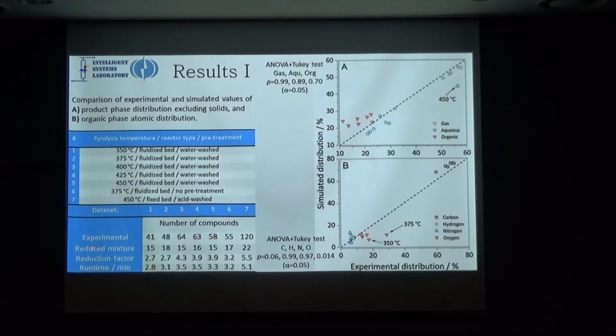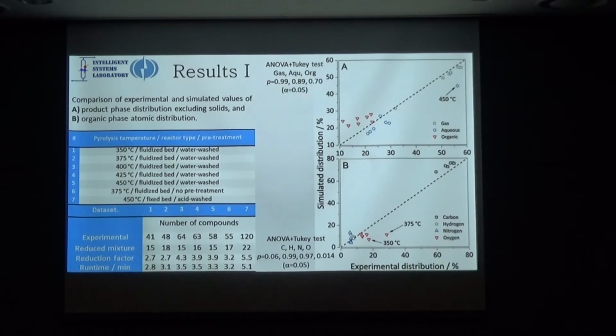As you can see here, the experimentally found compounds, and these ones are only for organic phase, not for aqueous phase, were these, and for reduced mixtures, these were the total numbers of compounds, and the reduction ratio, which is the ratio between this number and this number, is an average 3.5. So the total number of compounds was on average reduced by the factor of 3.5, and it took, well, a normal desktop computer about 3 minutes per data set.